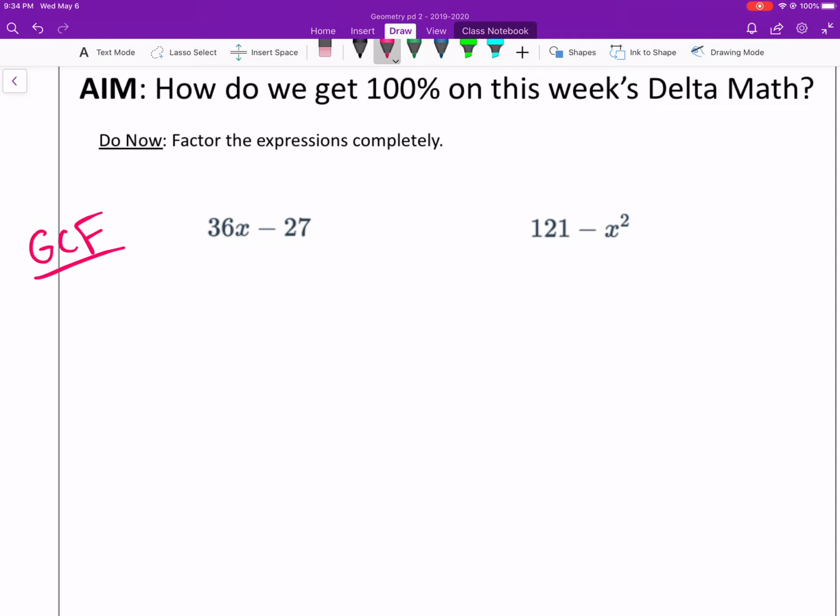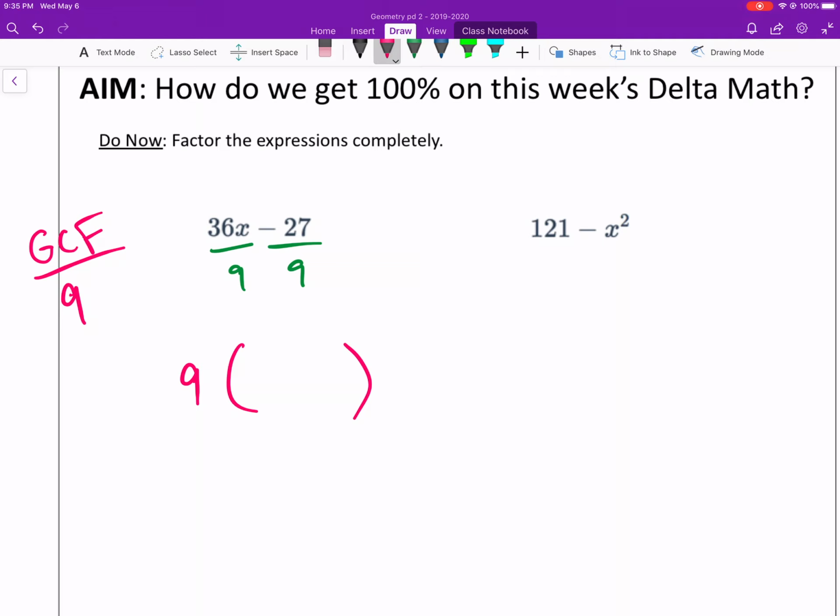There is a common factor between 36 and 27, so what's the largest number that goes into both 36 and 27 evenly? That is 9. One of them has an x, one of them doesn't, so just 9. So let's divide each term by 9. Make sure you put the 9 on the outside of the parentheses.